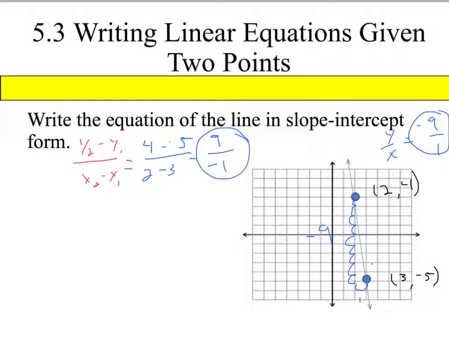Okay, so now, again, we're looking for slope-intercept form. Do we see our y-intercept here? No. Okay, so we need to figure out what that would be in slope-intercept form. I now have a slope. I now have 2 points, and I can use my point-slope form, which is y minus y1 is equal to m times x minus x1.